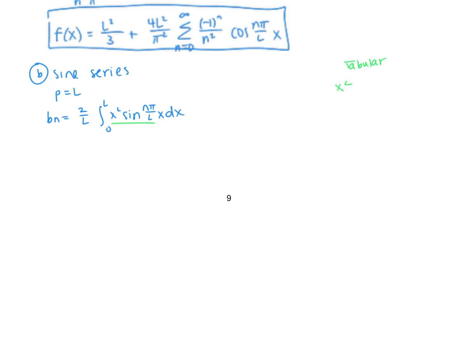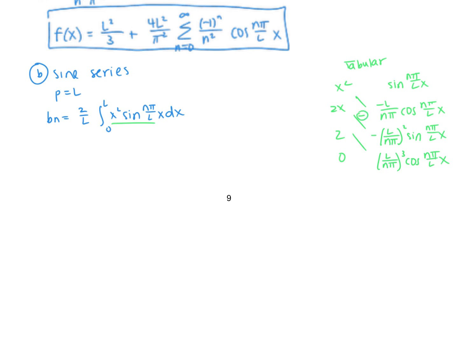I have my x squared that I'm going to differentiate, and then I have my sine of n pi over Lx that I'm going to integrate. So I get -L over n pi cosine of n pi over Lx. And then I get negative quantity L over n pi, all of that squared, sine of n pi over Lx. And finally, L over n pi, that quantity cubed, cosine of n pi over Lx. And then we do our diagonals, keep, flip, keep.